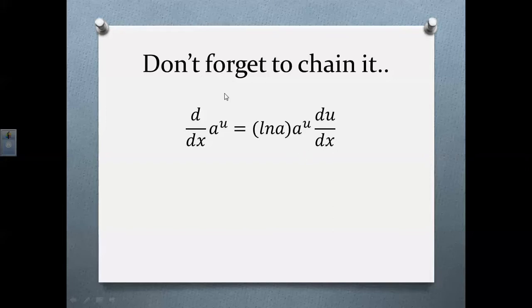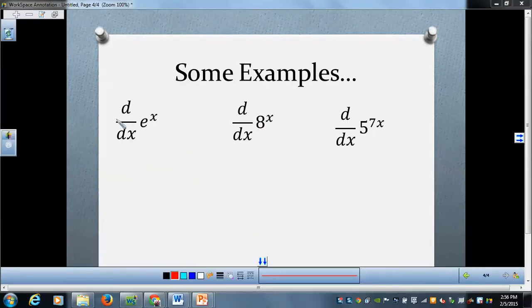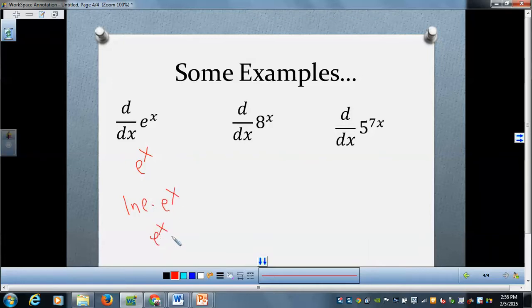All right, so let's take a look at some examples. The first one here we all should know already. Just like I said, you can go right to e to the x, or you can say that would have been natural log of e times e to the x, which once again would have given us e to the x.